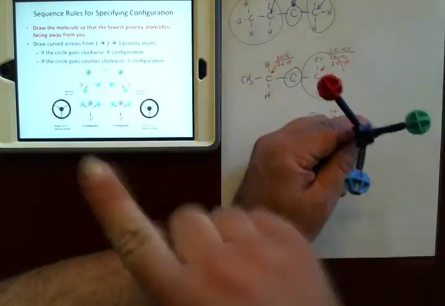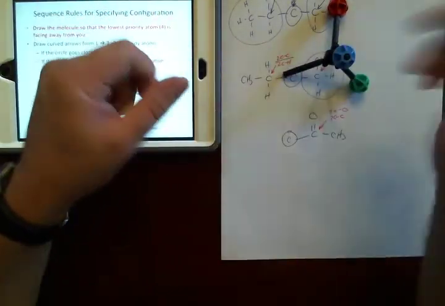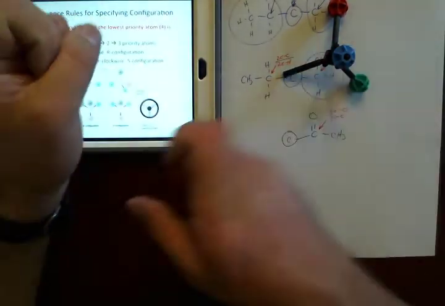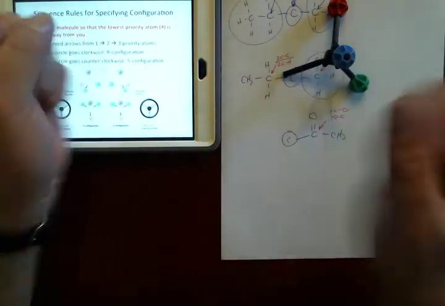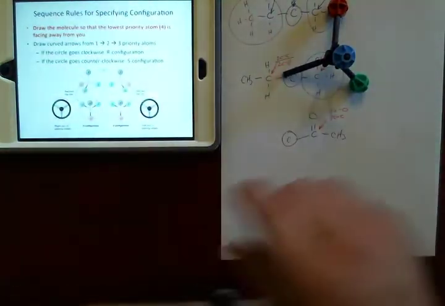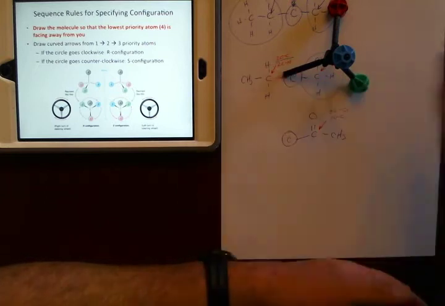You count 1, 2, 3, 4 around. Okay, it's just like the steering wheel method, right? If you want to go right, you turn clockwise. If you want to take your car right, you turn the wheel right. If you want to go left, you turn it counterclockwise, right? So that's how you do it. But the key is the 4 has got to be in the back.